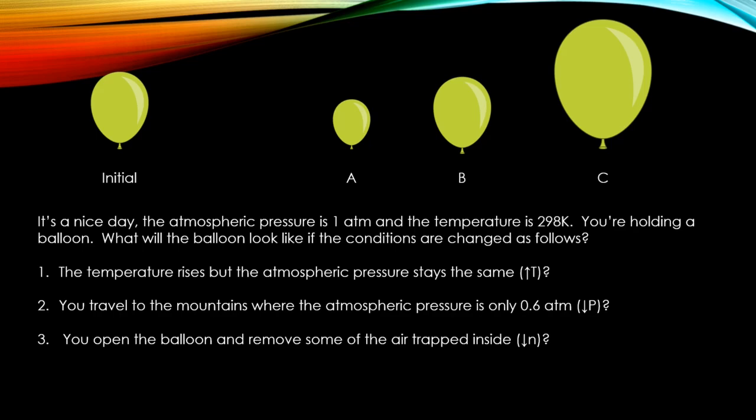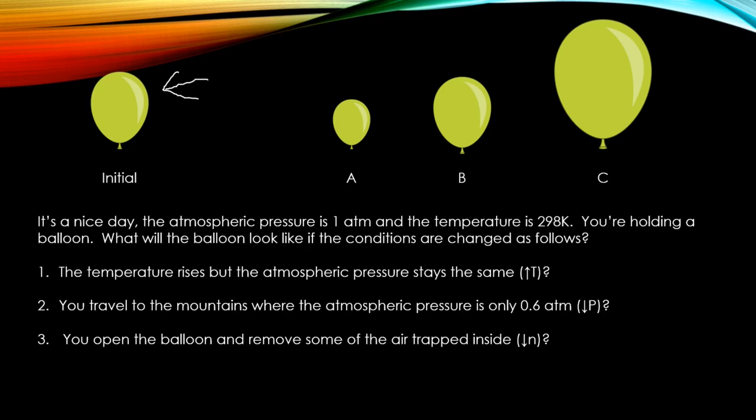Okay, let's take a quick minute here and check for your understanding. If it's a nice day out, the atmospheric pressure is about 1 atmosphere and the temperature is 298 degrees K. You're holding a balloon that has this initial size. What will the balloon look like if the conditions are changed? So you've got your balloon, and the day goes on and the temperature rises, but the atmospheric pressure stays the same. So an increase in temperature, pressure is held constant. What's going to happen to the balloon? It's going to look more like A, B, or C.